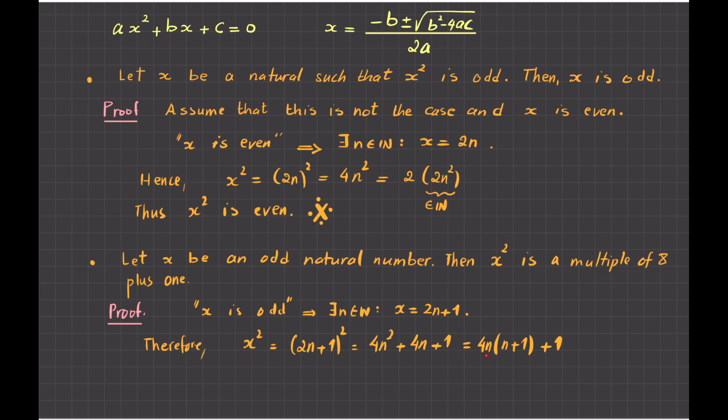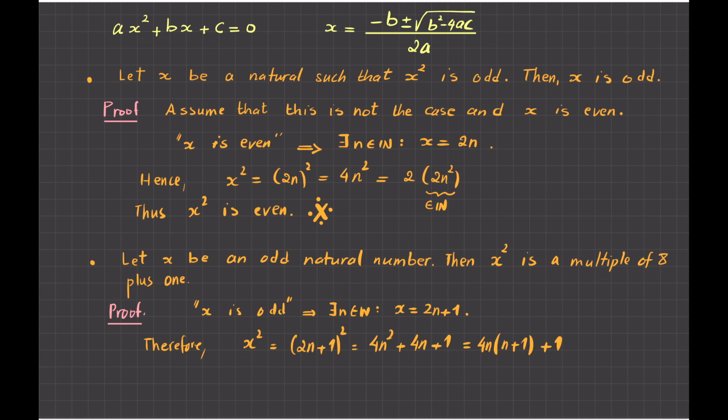But this is easy because this combination is the product of two consecutive natural numbers n and n plus 1. If n is even, then the product is automatically even. But if n is odd, then the next number is even, and then the product is again even. So in any case, regardless of what value n has, as far as n is a natural number, this product is even. When it is even, it is a multiple of 2 itself.